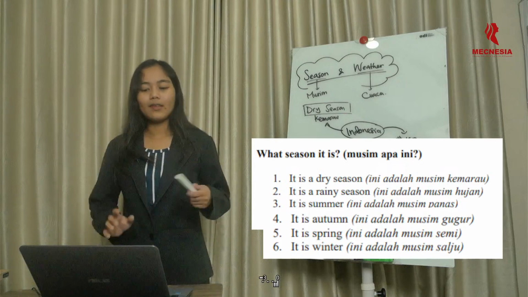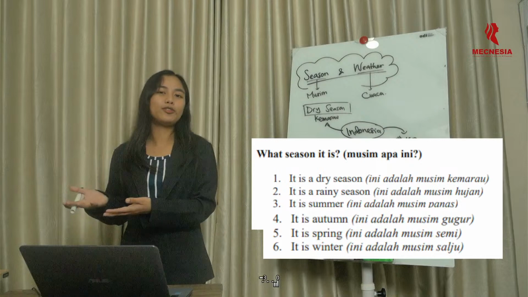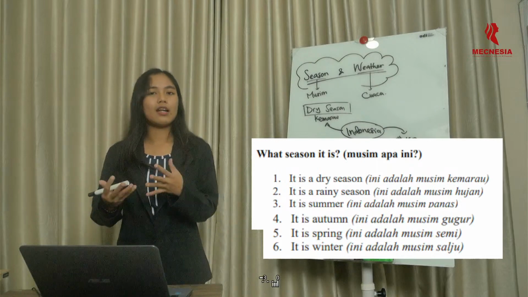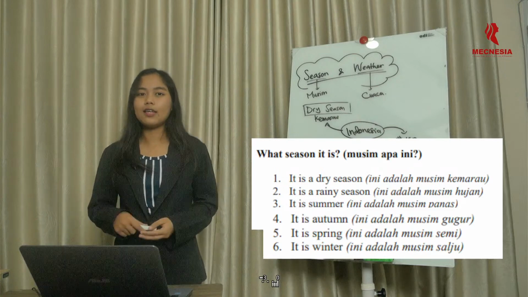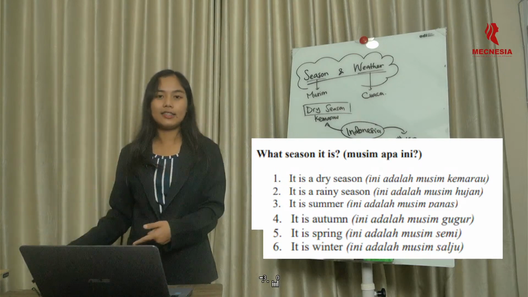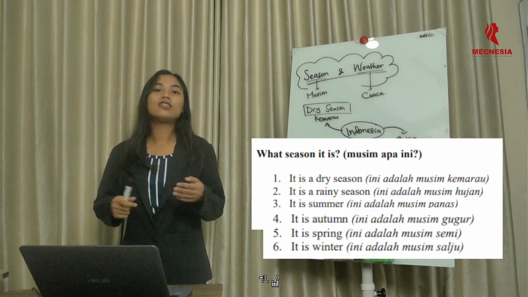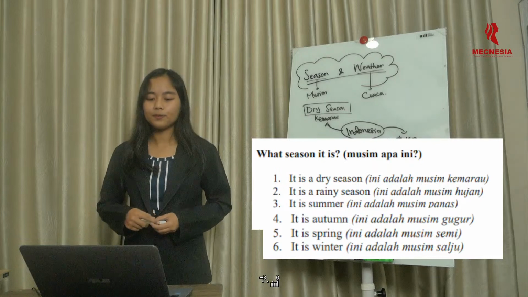So, caranya sama. Kalian tinggal tambahkan it is di depannya, kemudian nama musimnya. Misalnya, sekarang musim kemarau. Kemarau tadi adalah dry season. So you can say, it is a dry season. Or, it's dry season.